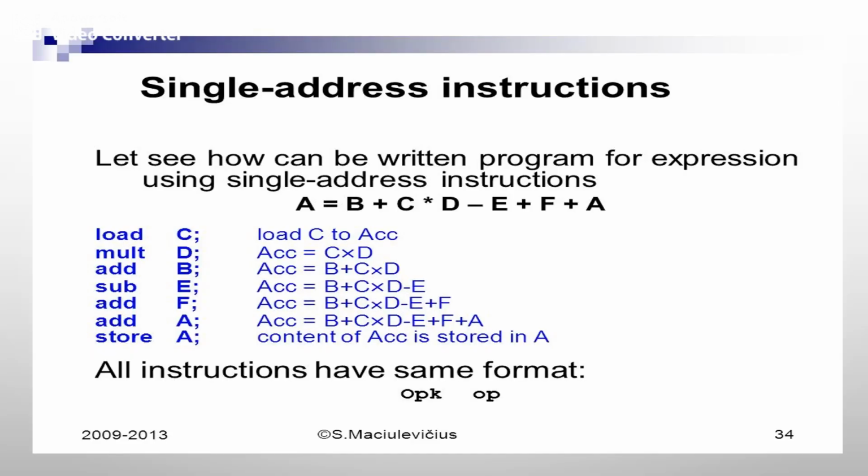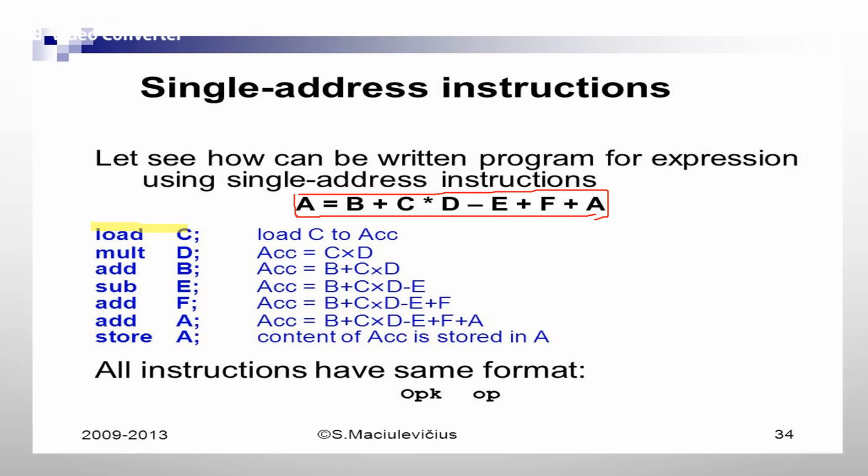So in the case of types of instruction, for example, if you are having one RTN notation as A = B + C * D - E + F + E. Suppose this particular equation needs to be written in terms of single address instructions. In order to write the program, initially we can load C. So we can load the content of C to the accumulator register.